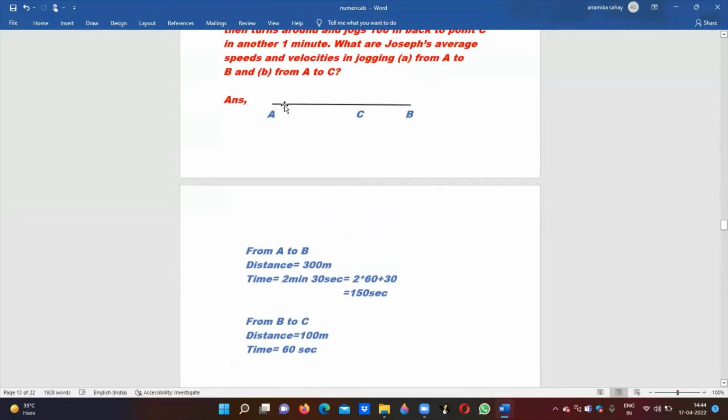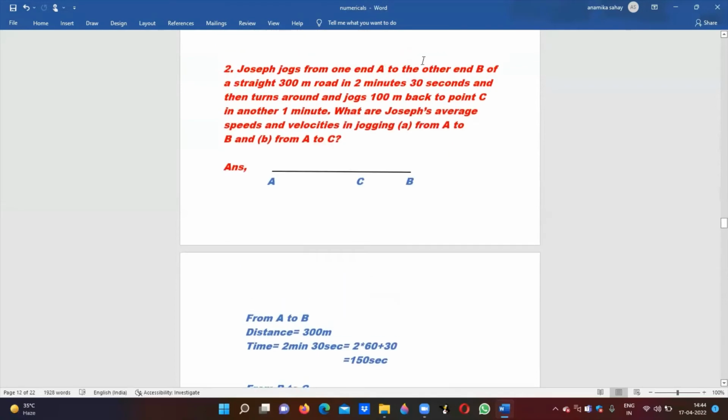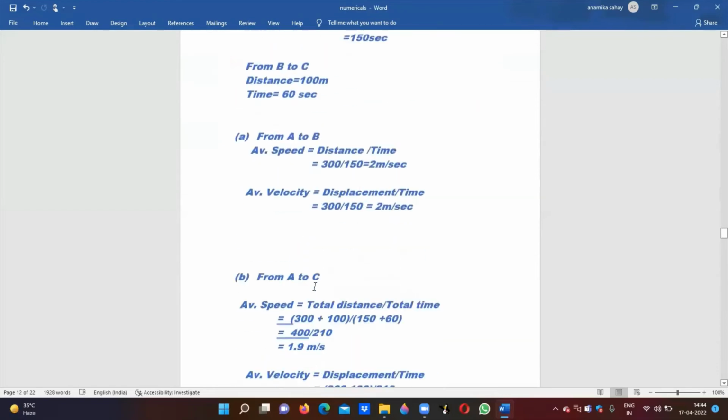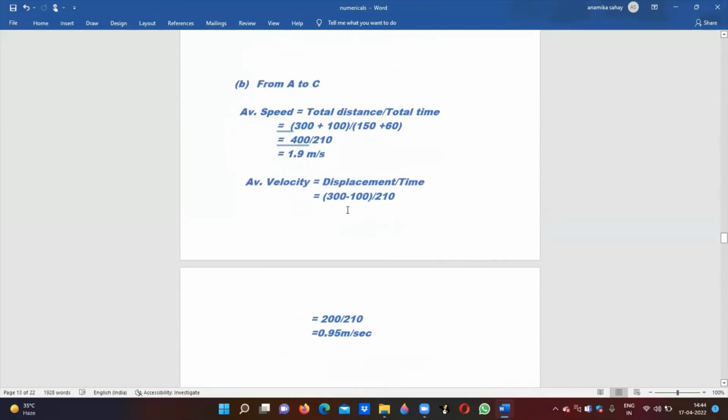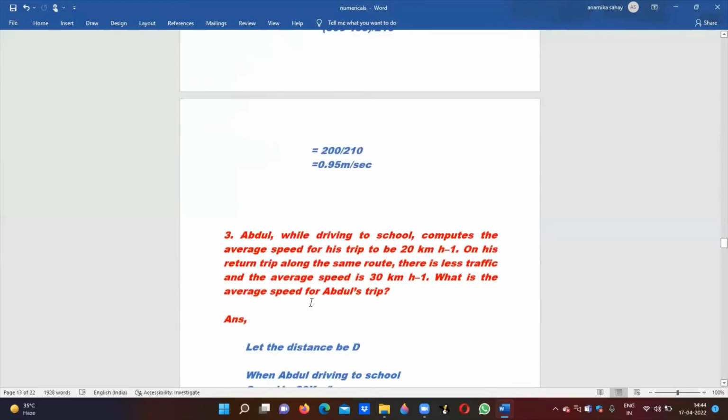This one is displacement, right? And this one is A to B is 300 and B to C is 100. So this will be 200. Okay. So right, 200 minus 100, that is 200 by 200, which will become 0.95 meter per second.